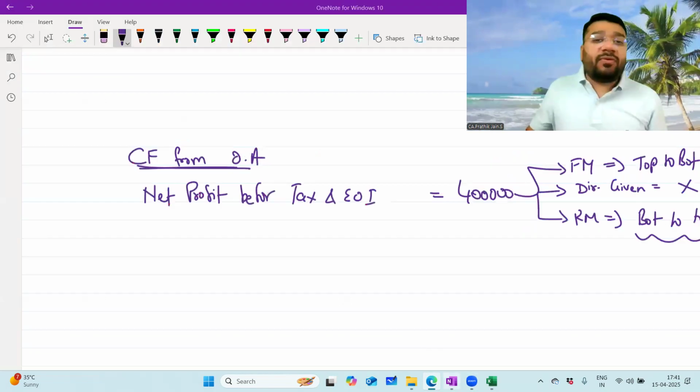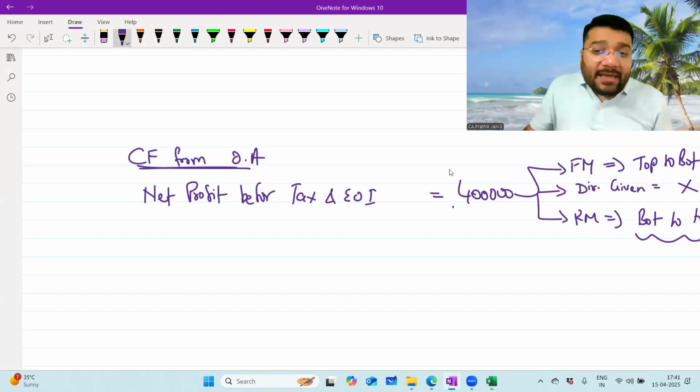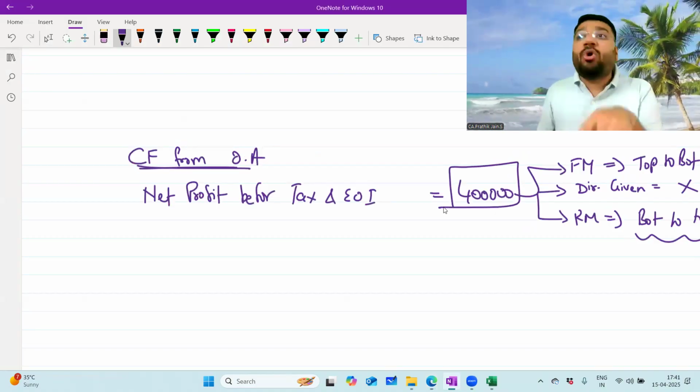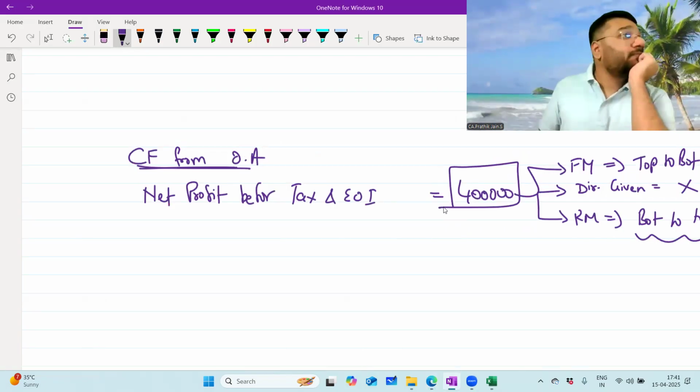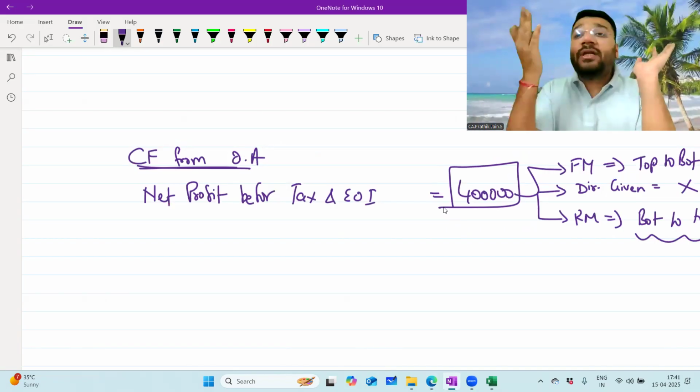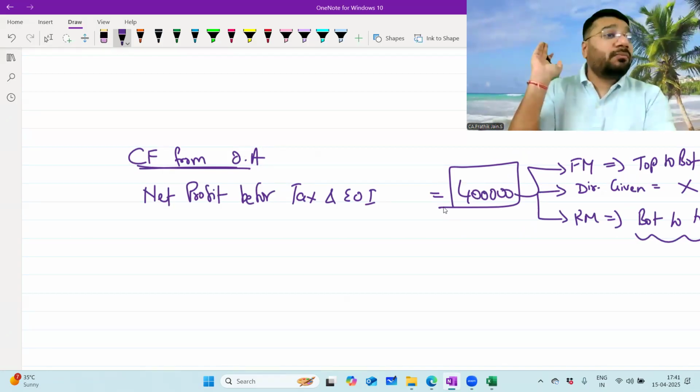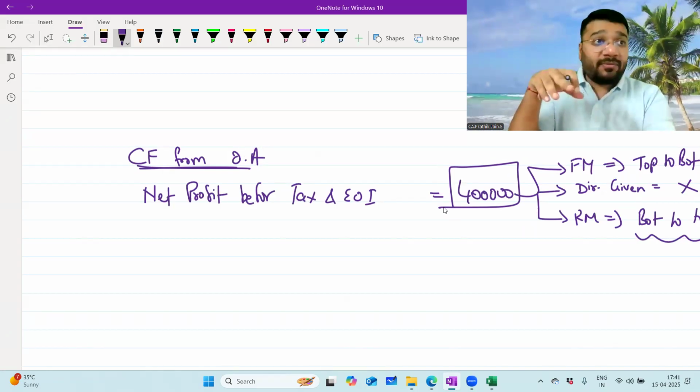My question goes to all of you. This net profit before tax and extraordinary item, 4 lakh, what is visible to you on the screen? Is it my cash profit or not? Nishi says no. This is not cash profit.